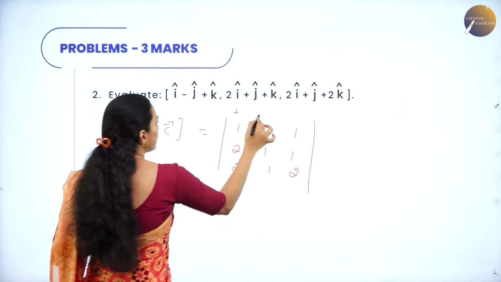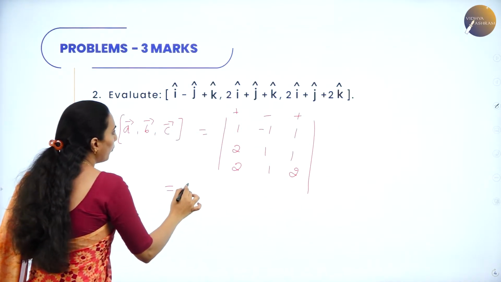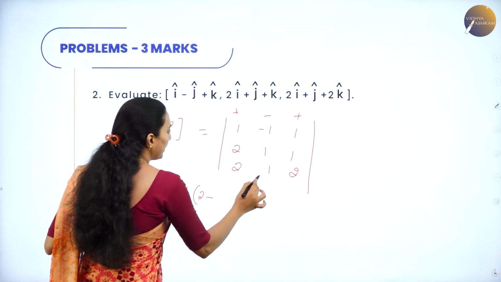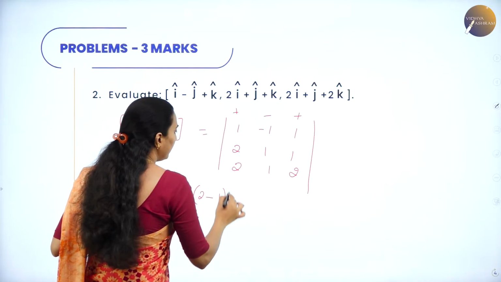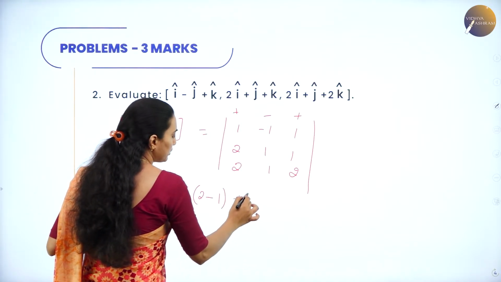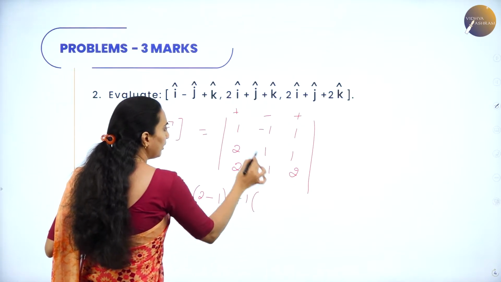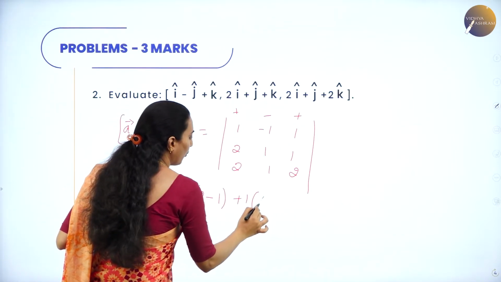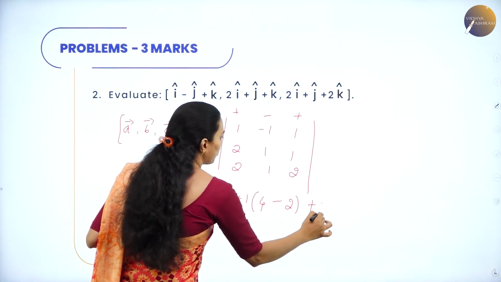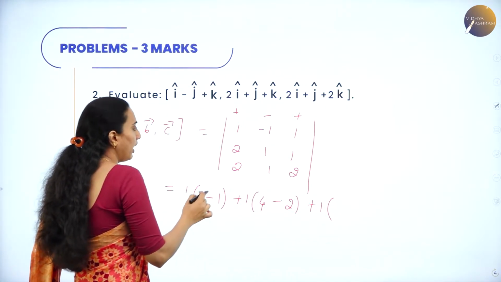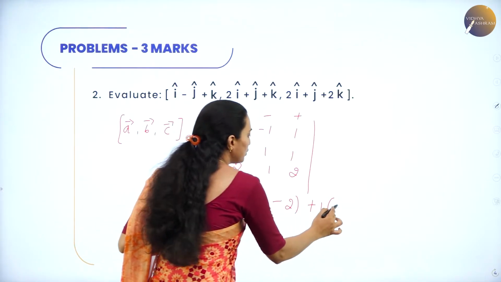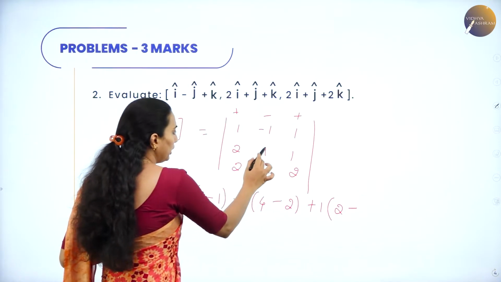So here plus, minus and then plus. So 1 into, leaving the first column first row, 1 into 2 is 2. Minus 1 into 1 is 1. Again minus, see, already minus is there. Minus of minus will become plus 1 into, leaving the second column first row, 2 into 2 is 4. Minus 2 into 1 is 2. Again plus 1 into, leaving the third column first row, 2 into 1 is 2. Again minus 2 into 1 is 2.